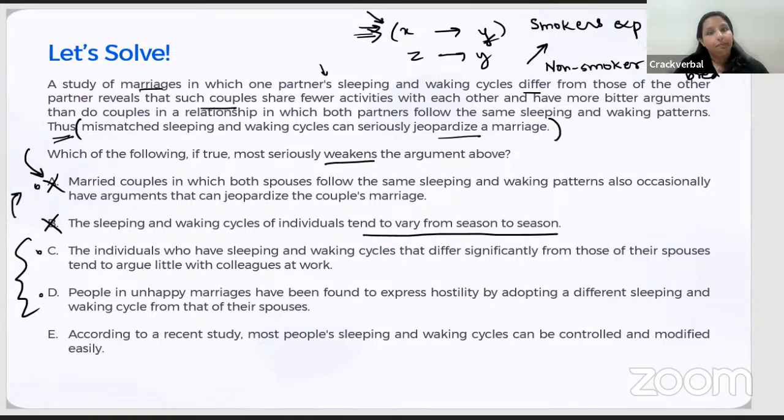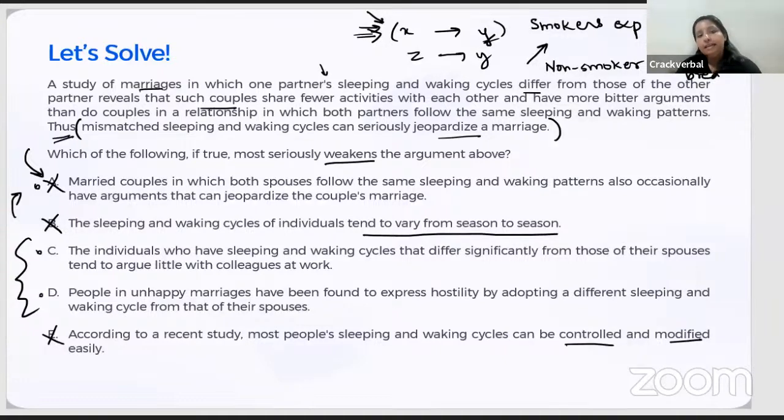Let's check. According to a recent study, most people's sleeping and waking cycles can be controlled and modified. Okay, thank you for the information. Good to know. But this information that it can be controlled or modified is doing nothing to tell me that X does not necessarily cause Y, that mismatched sleeping and waking does not necessarily bring about problems in the marriage. E is also out. Let's look at C and D.